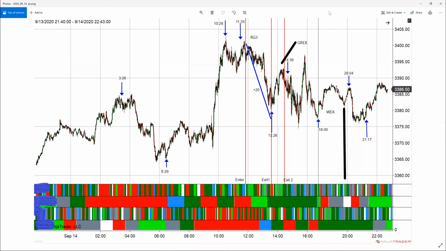We have an RG3 trade, triggers right before 1200 hours, went for 20 points. We have the Grex trade here marked by the black trend line. That was a short at this particular high around 1400. We have a WEX trade that triggered a long, which was good for 4 to 5 points.